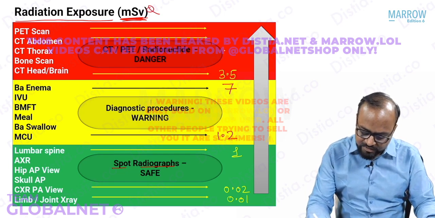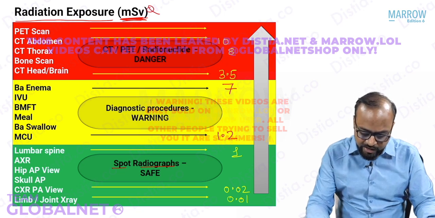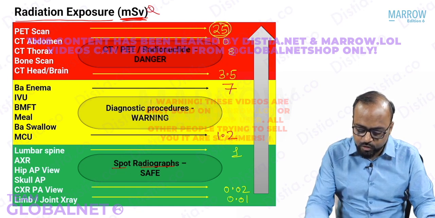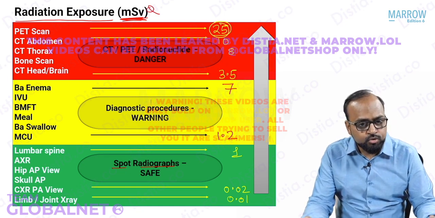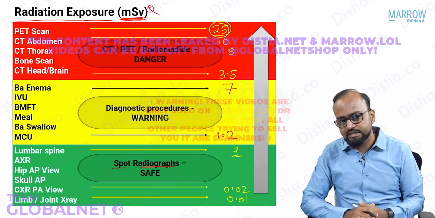CT scan thorax is around 8. CT scan abdomen is around 10 millisieverts, and PET scan is around 25. Just see how large it is, right? So in this table, what have we studied here?